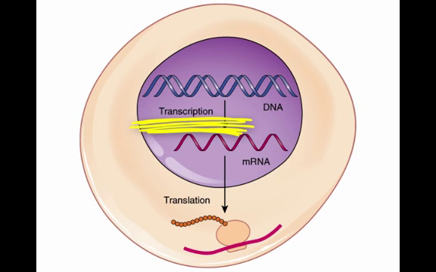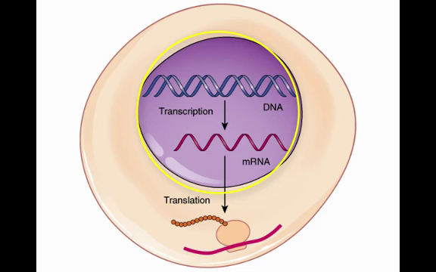In other words, the instructions were transcribed or copied so that the original instructions could remain in the nucleus, protected by the nuclear membrane, while the copy leaves the nucleus through the nuclear pores to enter the cytoplasm. In the cytoplasm, a new protein molecule can be produced.